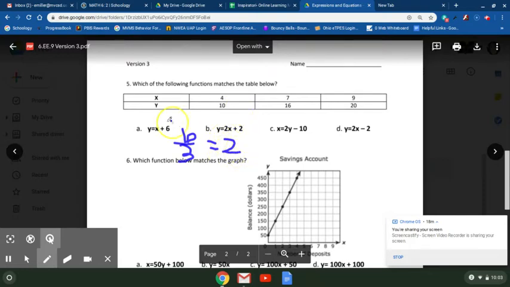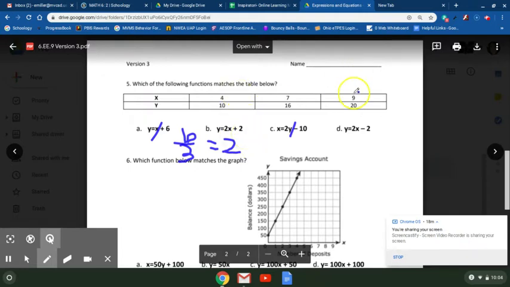All right, so it can't be A. It can't be C because we always have Y as our answer and X is our one touching our coefficient. So it's not that. So it could be B or D. Now we need to see, are they adding 2 or subtracting 2? So let's do 4 times 2, which is 8. And then the answer is 10, so we should be adding 2.